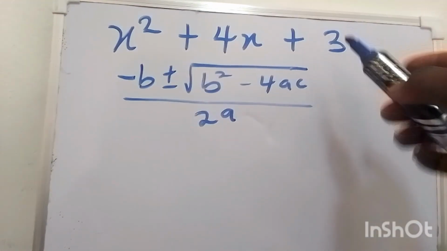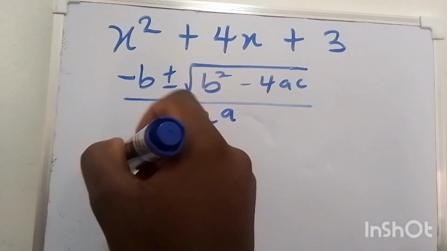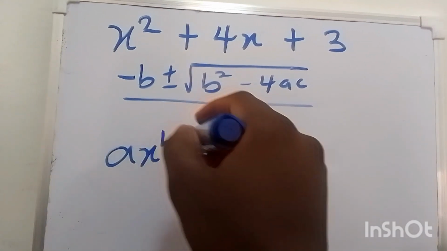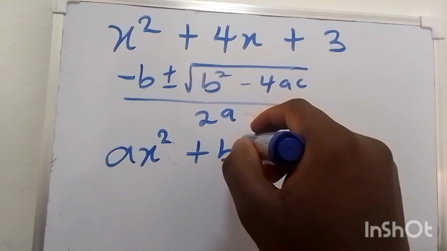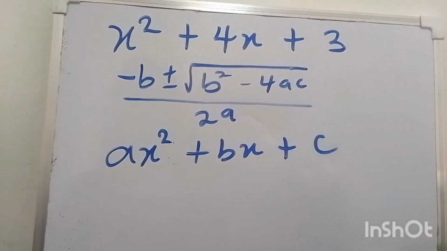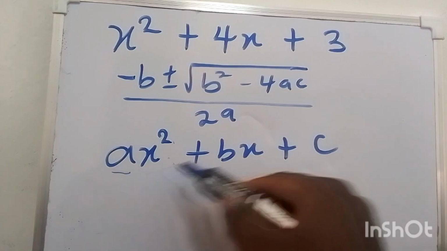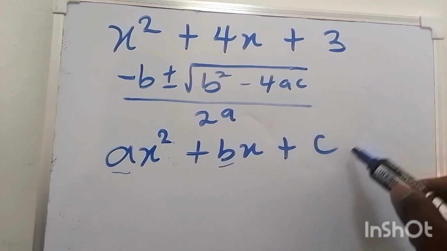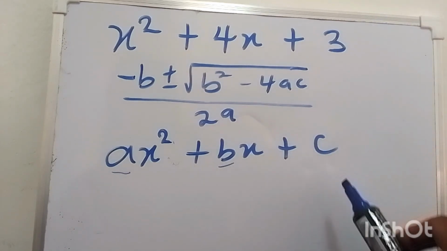You all know that the general form of a quadratic equation is always ax squared plus bx plus c. The coefficient of ax squared is a, the coefficient of x is b, and the constant is always c. This one is a constant, there is no coefficient, it's just the constant c.